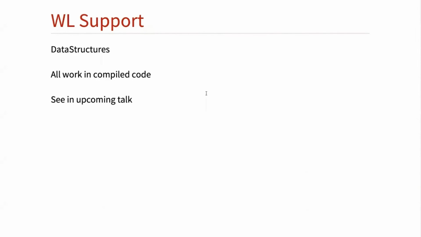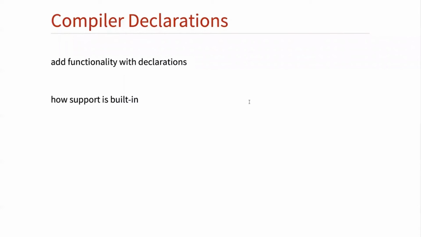In addition to Wolfram language support, we have support for the data structures, and these also work in compiled code. When we're working with the compiler, we have these compiler declarations. This is how we add functionality, and that's a nice thing because we're working on the compiler to build up the library the same way as users can. So it's not some secret internal thing. It's just a general way of doing it.